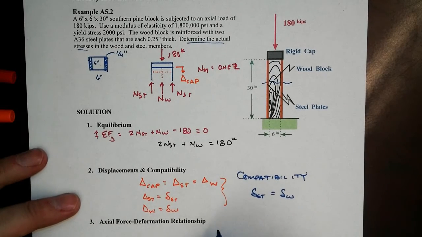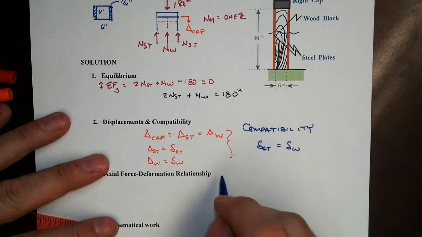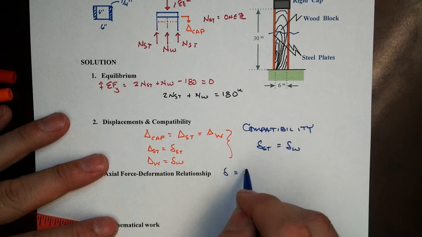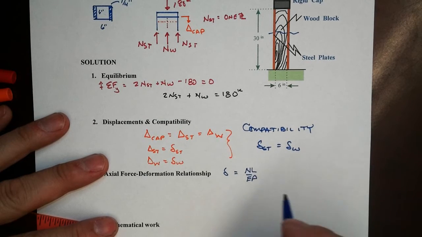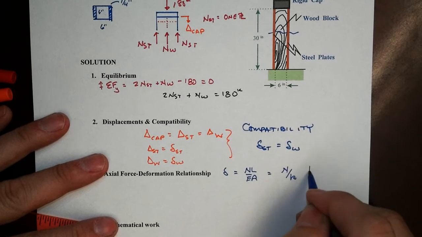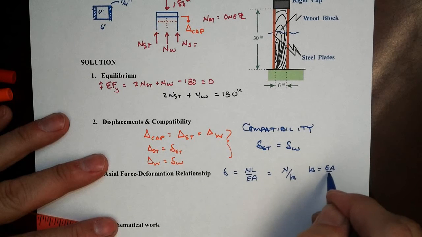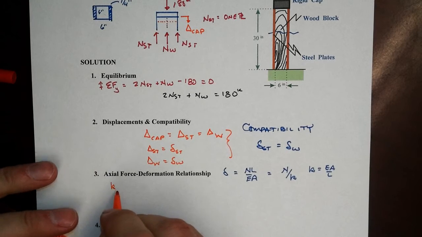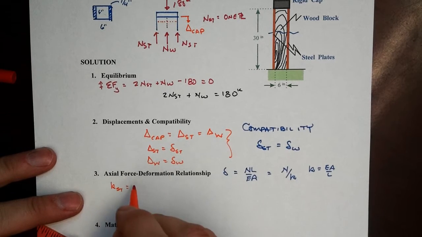And that's going to feed right into our basic model that says any delta in the linear elastic range is going to be equal to NL over EA, or N over the axial stiffness, where K is equal to EA over L. Right, and so now let's go find out what that is for each one. K steel will equal EA over L for the steel.